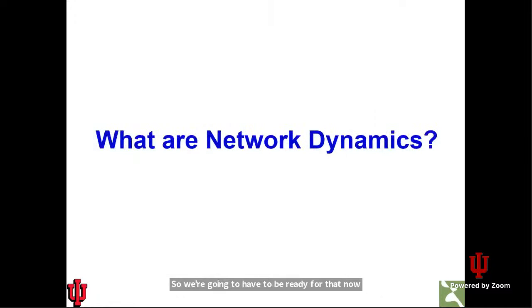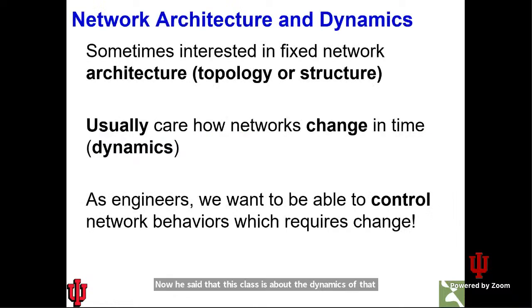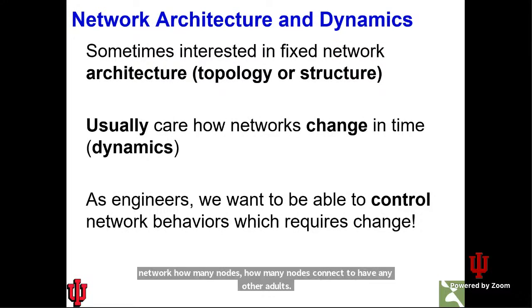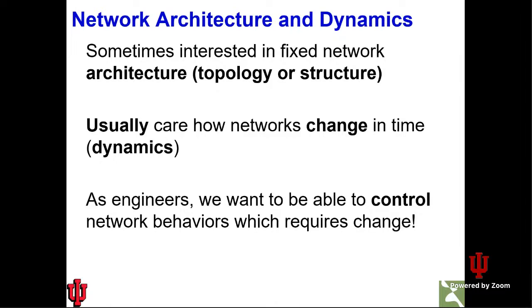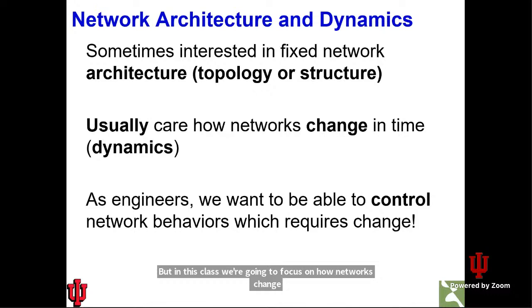Now, that's a little bit of introduction to networks. But we've said that this class is about the dynamics of networks. What are network dynamics? I said before that there's a whole field of networks. The Network Science Institute people, people like Connie Berner, do a lot of this, which is focused on network architecture. What is the shape of the network? How many nodes? How many nodes connect to how many other nodes? What is the statistical distribution of connections? But in this class, we're going to focus on how networks change in time, dynamics.